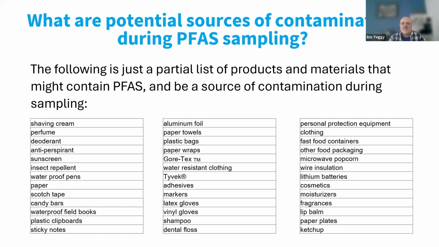Perfect. So let me first unpack the underlying issue that these commenters and attendees are referring to. It is very easy to contaminate a sample with PFAS while you are collecting it. I once tried to make a list of all of the products that might contain PFAS and could be a source of contamination during sampling, and I gave up because it was too long and it was becoming ridiculous. But it would include things like shaving cream, perfume, deodorant, antiperspirant, sunscreen, insect repellent, waterproof pens, paper, Scotch tape, and on and on and on. There's just a ton of things that could potentially contain PFAS that might contaminate your sample. And so that's a challenge.